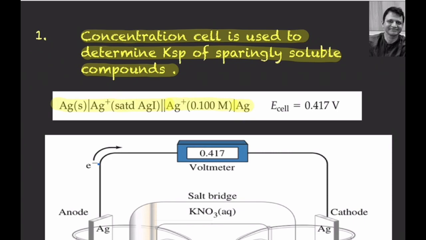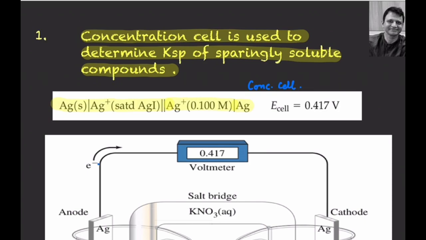So on the left hand side it is metal ion half cell, and on the right hand side also it is the metal ion half cell. Since the metal and metal ion is same, it is an example of concentration cell. So this cell is concentration cell because both the electrodes are same.